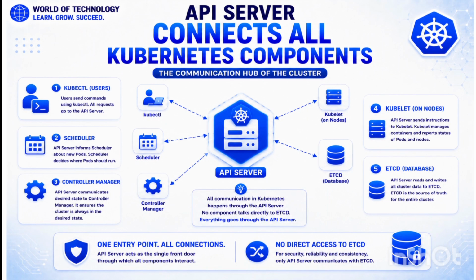Now let's look at the bigger picture. The API server is not only used by humans, it is used by almost every major Kubernetes component. The scheduler watches the API server to learn about new pods. The controller manager watches the API server to identify differences between desired and actual state. Kubelets communicate with the API server to receive instructions and report status. kubectl sends commands through the API server, and etcd stores data that the API server manages. An important fact many newcomers don't know: most Kubernetes components do not directly communicate with etcd. Instead, they communicate through the API server. This creates a clean, secure, and consistent architecture. That's why the API server is often called the communication hub of Kubernetes.